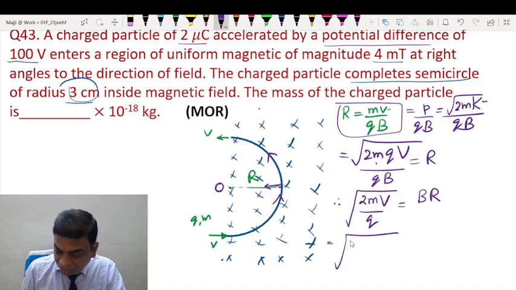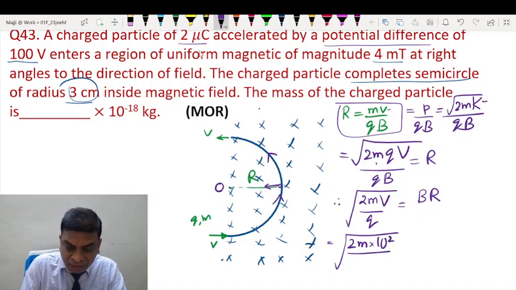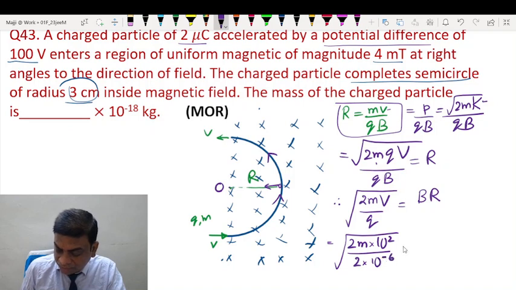Mass is, we have to find the mass. Voltage is 100 volt. Charged particle is 2 microcoulomb, so 2 into 10 power minus 6 is equal to q. Magnetic field is 4 millitesla, so 4 milli is 10 power minus 3. Radius is 3 centimeters, so 3 into 10 power minus 2.